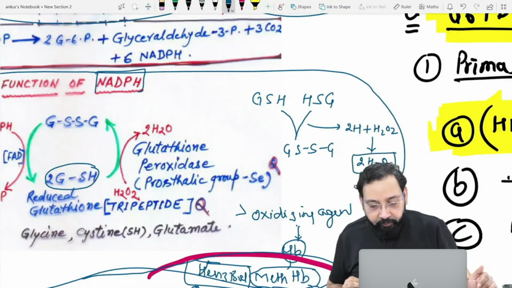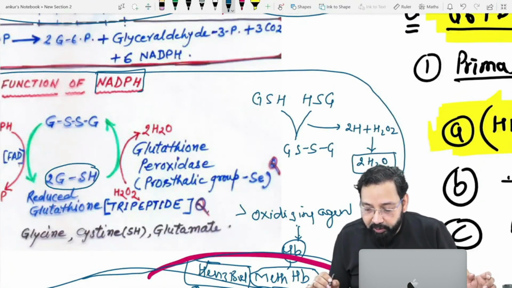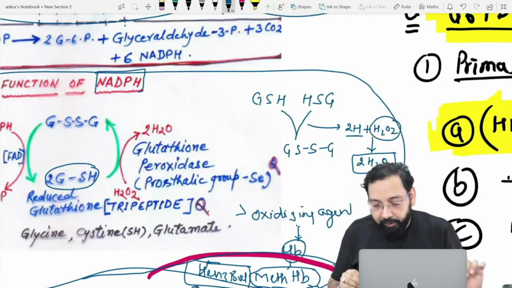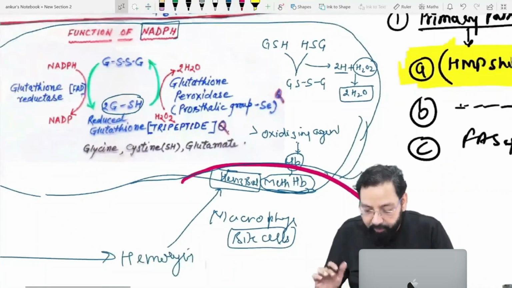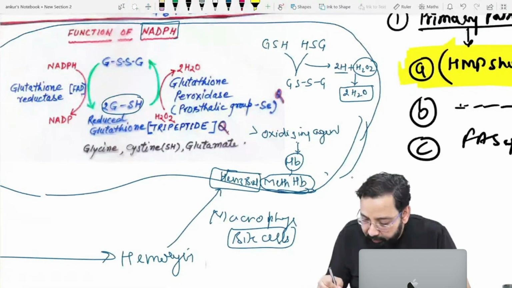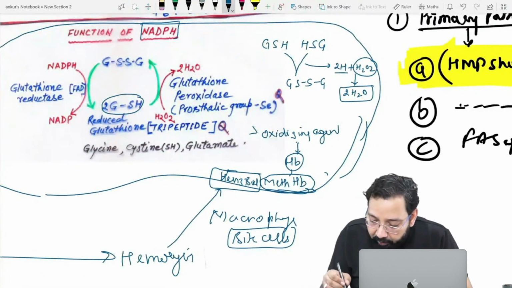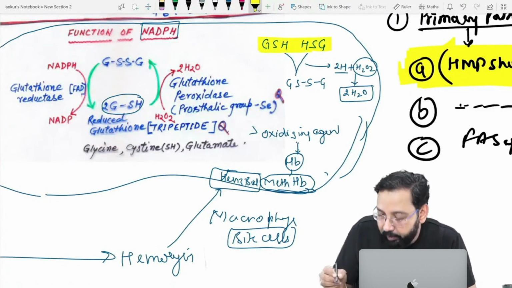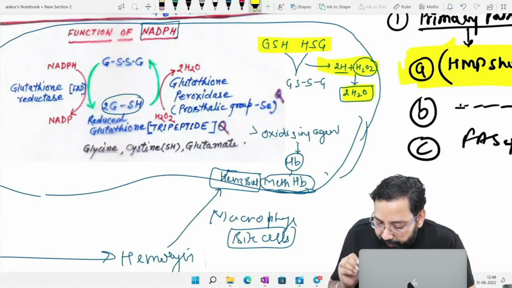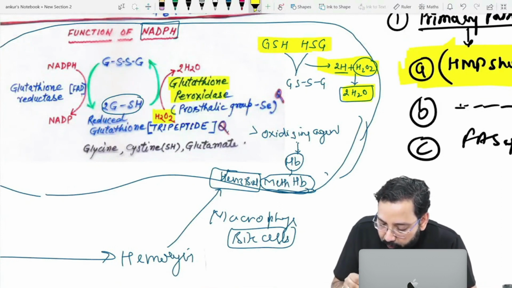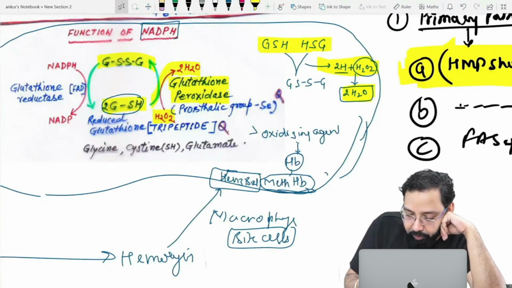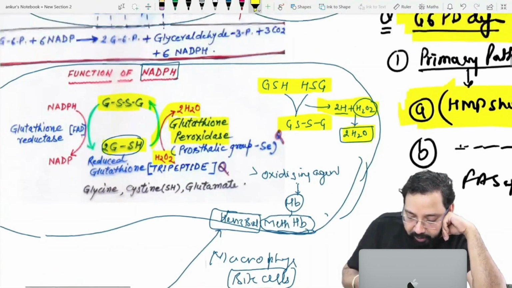Clear? So you can easily remember that H2O2 is toxic. This H2O2 can oxidize hemoglobin. But if reduced glutathione is normally present, it converts H2O2 to water. So it detoxifies H2O2 by the enzyme glutathione peroxidase. This gives 2H2O, but the glutathione becomes oxidized. So this is oxidized glutathione.